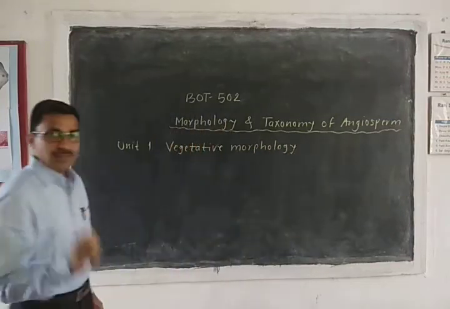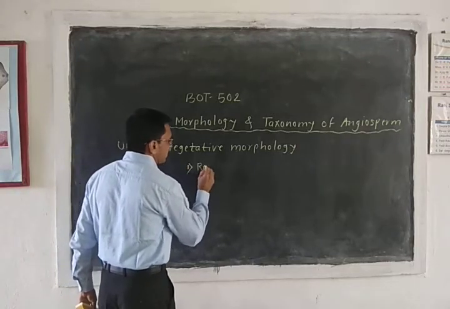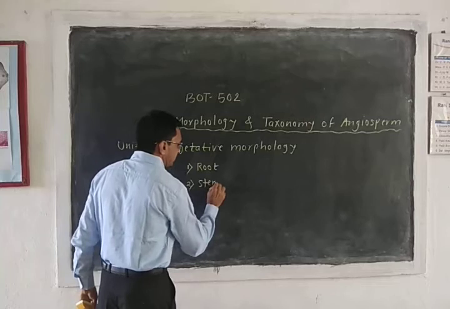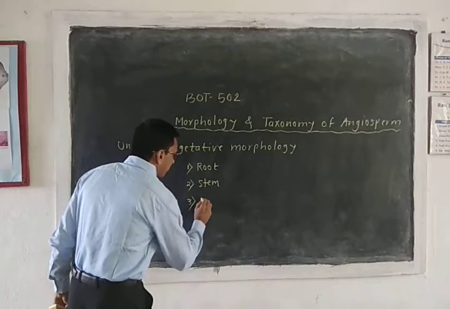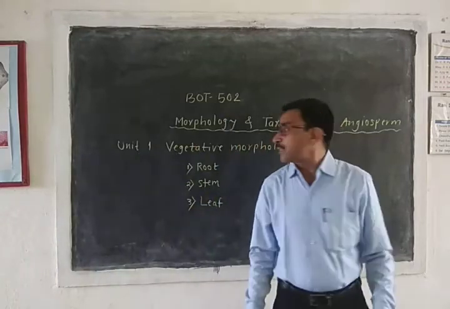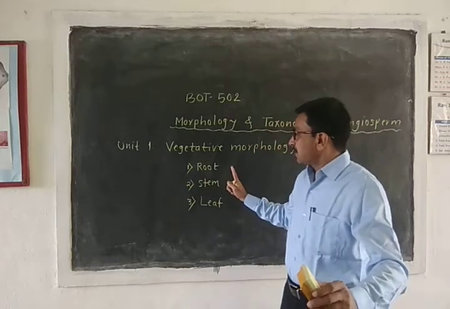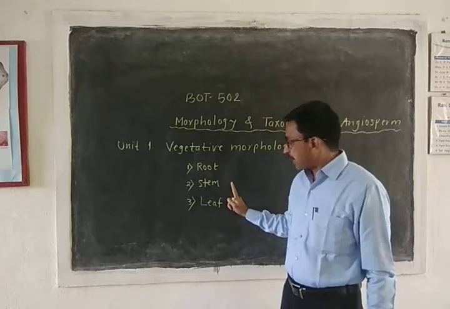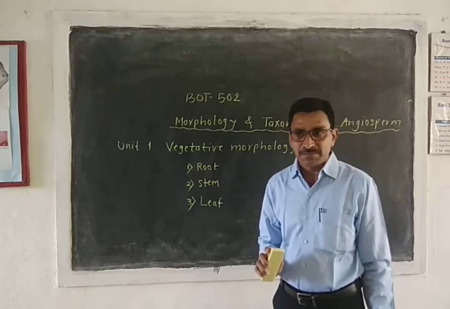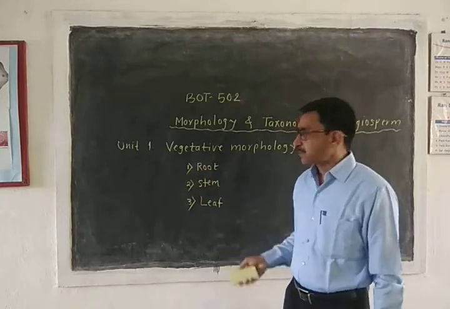In this unit, we study the morphology of root, second, morphology of stem, third, morphology of leaf. In the vegetative morphology, that is unit first, we study the morphology of root, morphology of stem and morphology of leaf. And today we are going to start to study the morphology of root.